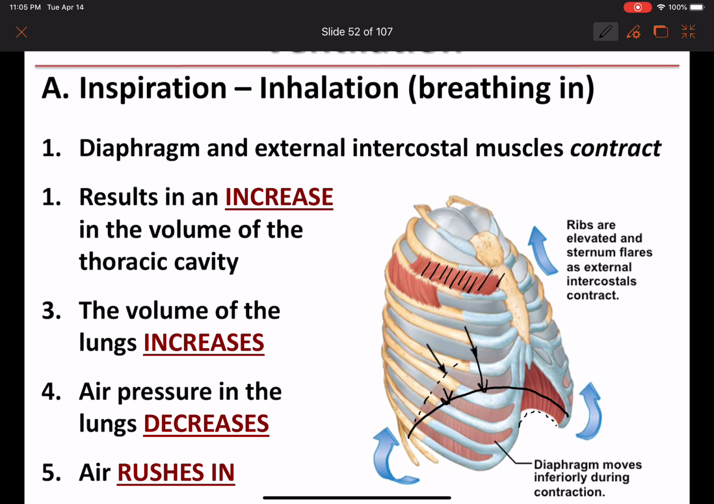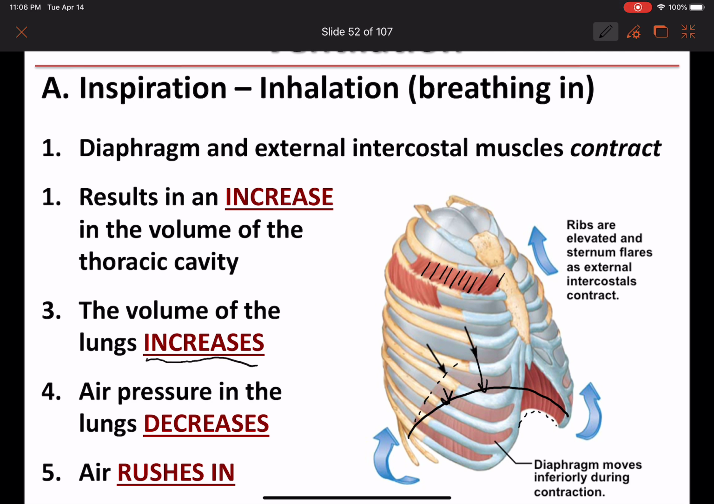Now remember, I told you because of that negative intrapleural pressure creating this kind of suctioning effect between the visceral and parietal layers, when the whole rib cage expands, that tugs on the parietal pleura, and then in turn, the parietal pleura tug on the visceral pleura. And then in turn, the visceral pleura expand the whole lung tissue outwards so that all of those alveoli expand in their volume, right? So the total volume of the lung increases.